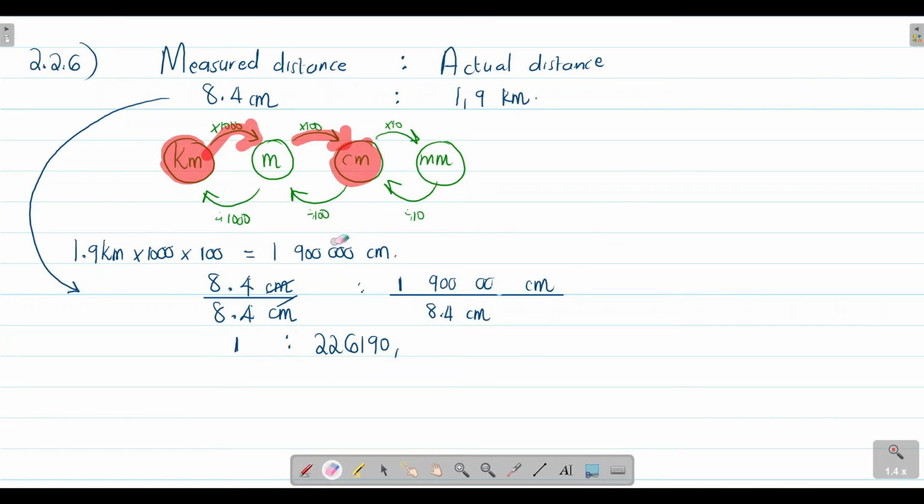Okay, so it's actually not 1,900,000. If you take 1.9 and multiply it by 1,000 and multiply it by 100, you actually get 190,000. Okay, so it's actually 4 zeros: 190,000. So please just rectify that. Right, so then we're going to continue. If you take that 8.4 centimeters and divide by 8.4 centimeters, you're still getting 1:something. And then you take that 1.9 and the 4 zeros, 190,000, and divide it by 8.4, you'll find that you get 22,619.0472. Okay, that is basically our answer.